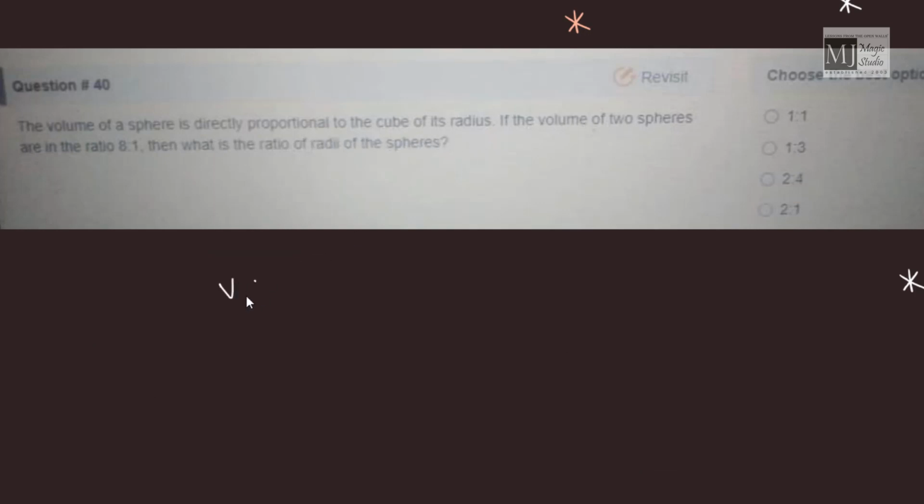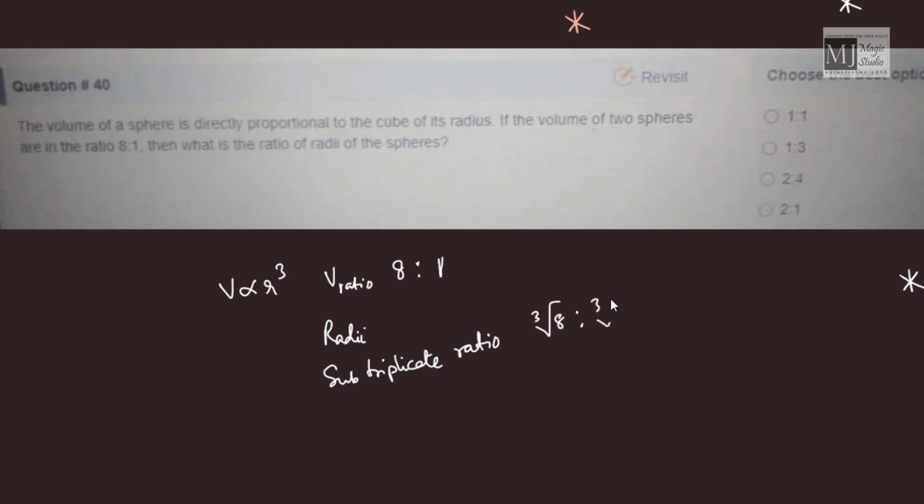The volume of a sphere is directly proportional to the cube of its radius. Very good. If the volumes of two spheres are in the ratio 8:1, what will be the radii ratio? Radii ratio is nothing but the subtriplicate ratio, cube root of 8 is to cube root of 1. That would be 2:1. Option D.